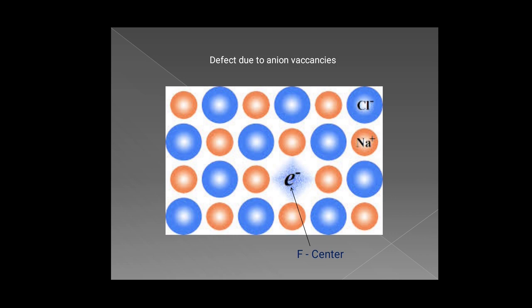So that space is called the F center. When an anion gets replaced by an electron, leaving the place vacant, that vacant place with that electron is called the F center. So this is the defect with excess of the metal.